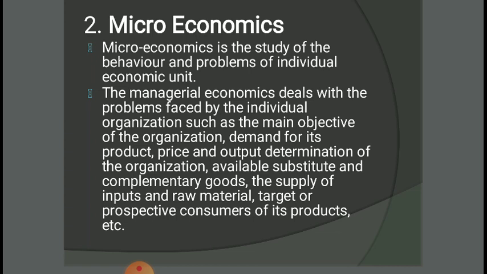Next is supply of input and raw material. A manager needs to know whether the supplier is continuously supplying raw material or not, whether the raw material is of good quality or not, because to a great extent any organization's profit depends on the regularity and the quality of raw material. Next is target or prospective consumer of its product. How many consumers are there in the market and who can be a prospective consumer, who in future will be a consumer of our organization, that a manager needs to think.